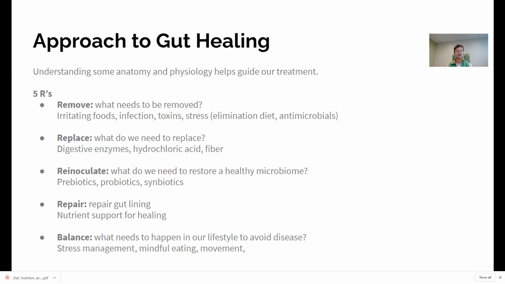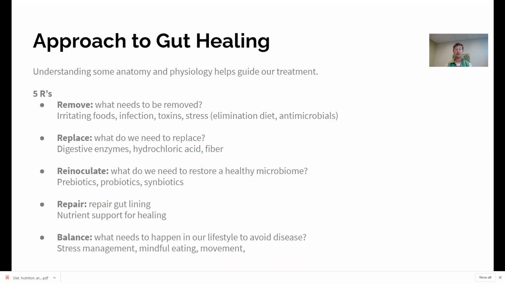And then lastly, balance. When I first learned this, it was the 4 R's, and then they've added balance, which really makes sense because what got us to the point that we were sick? What do we need to do with our lifestyle to avoid disease? You can eat well, sleep well, exercise well, but if you have a bunch of stress in your life, you could still have gut issues despite doing all those other things right. So a lot of stress management: do we just need to slow down and eat more mindfully, chew our food? How important is movement? All of those things will make a difference in terms of how we approach this.